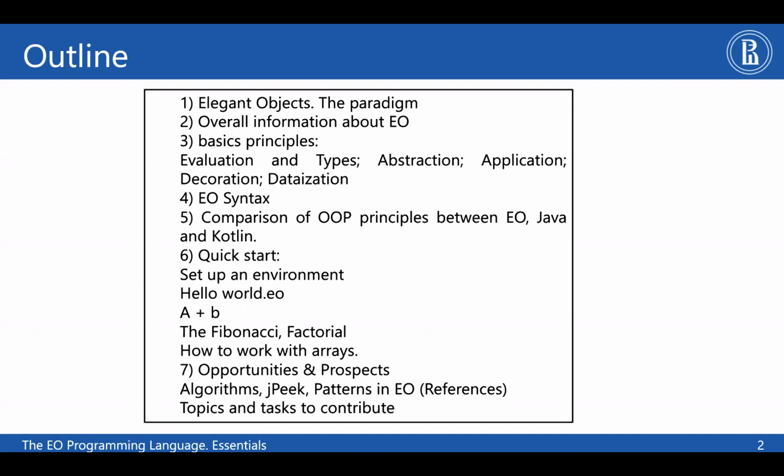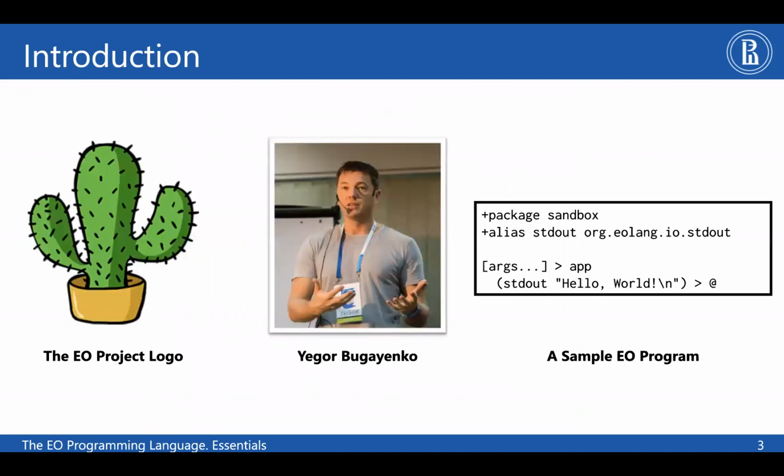We'll provide some examples and a comparison of the object-oriented programming languages Java, C++, and EO. Then we will provide a quick start to check and set up environments, to write simple code, hello world, to provide some examples about Fibonacci and factorials, and we'll tell you about our prospects and projects. So let's start directly, and I will pass the mic to my colleague Evgeny to tell you about basic principles and paradigm of EO.